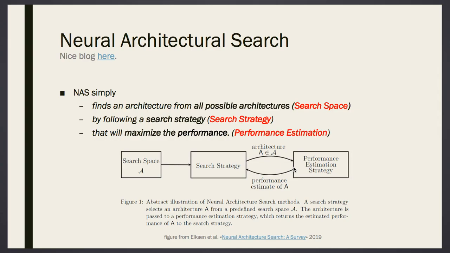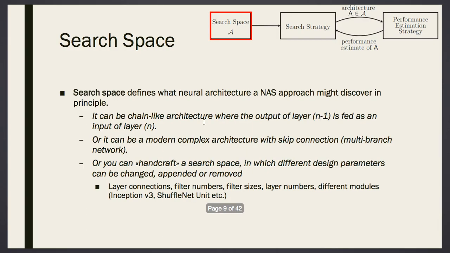So you estimate the performance for an architecture, then you search for another architecture depending on your performance estimation coming from this block, and by looking at the search space, and this goes on and on and on, and you find a proper architecture giving you the best performance. So you maximize the performance. Okay, we start with the search space.